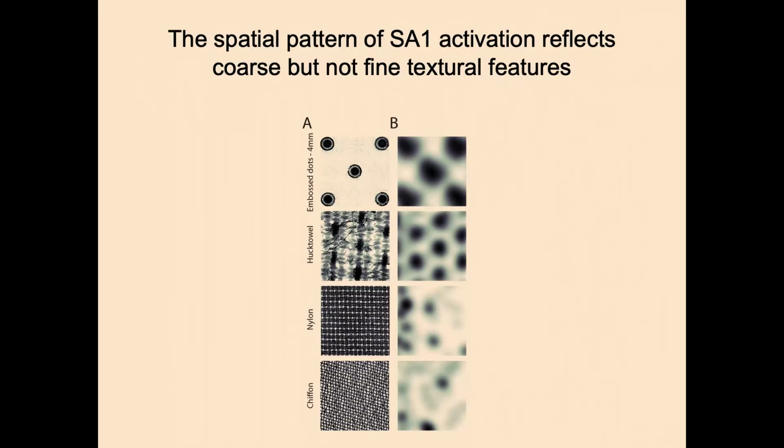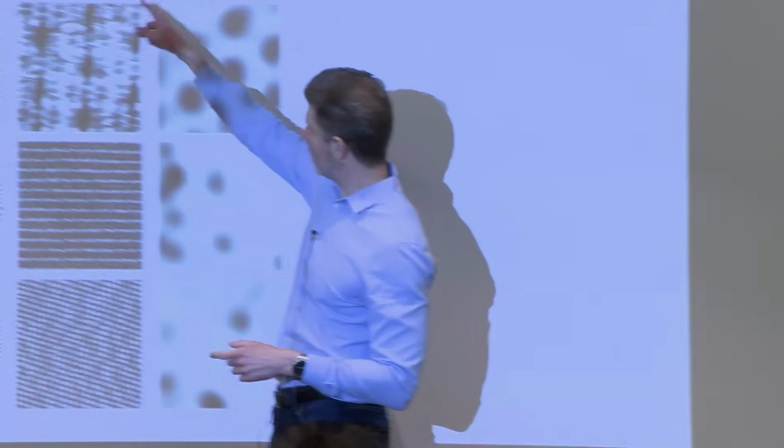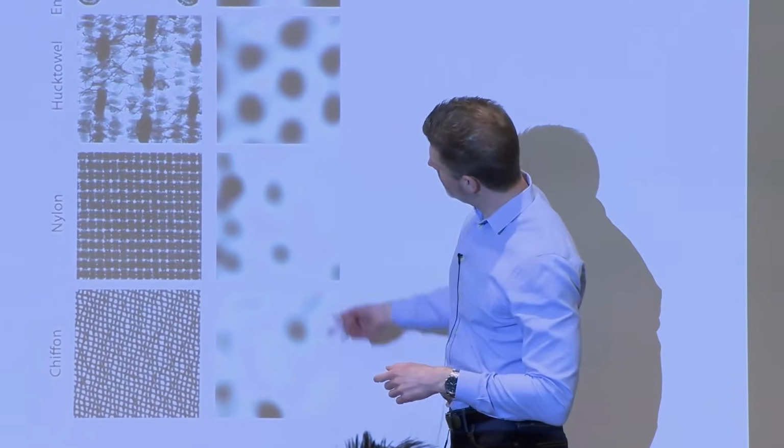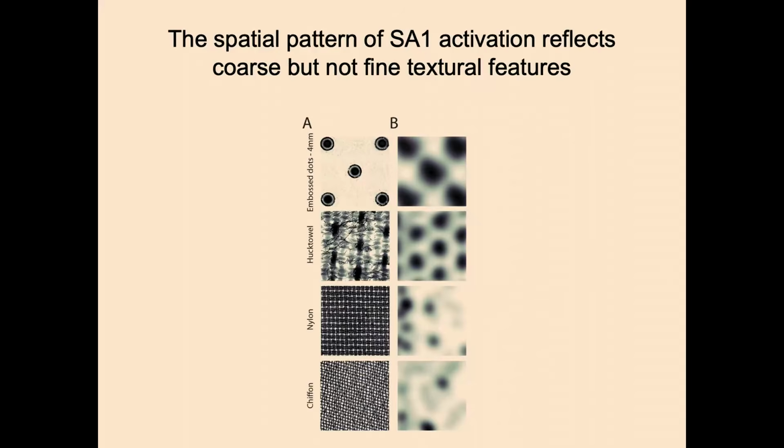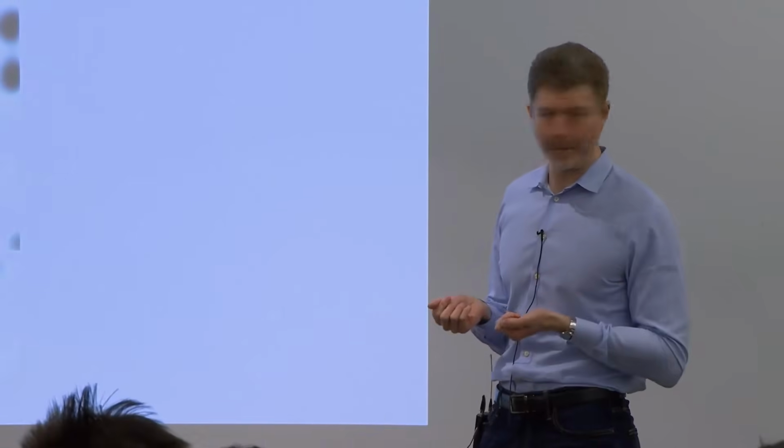So that's for some artificial textures. These are a few examples of real-world textures. This one is sort of artificial, embossed dots. This is something called huck towel, I guess it's a type of fabric. Then we've got nylon and chiffon. These are all things that if you felt them, they would feel different.